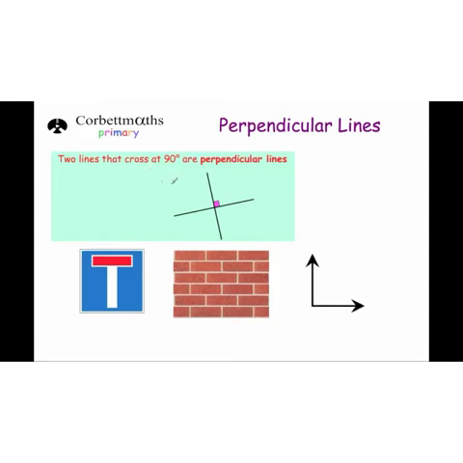Okay, perpendicular lines. Two lines that cross each other at 90 degrees, at a right angle, are called perpendicular lines. As you can see, we've got this line, and this little pink box shows they cross at 90 degrees, so they're perpendicular to each other.